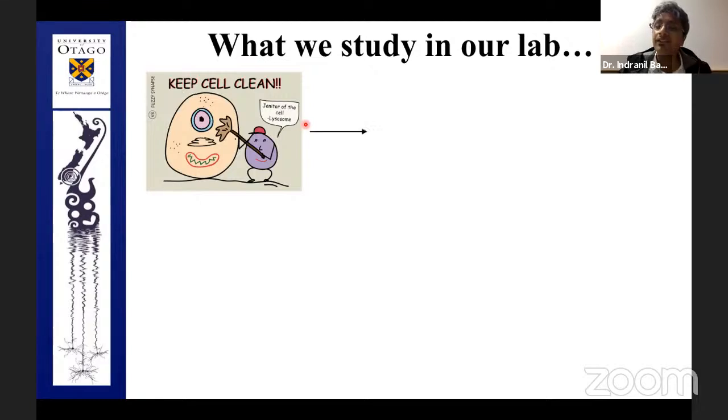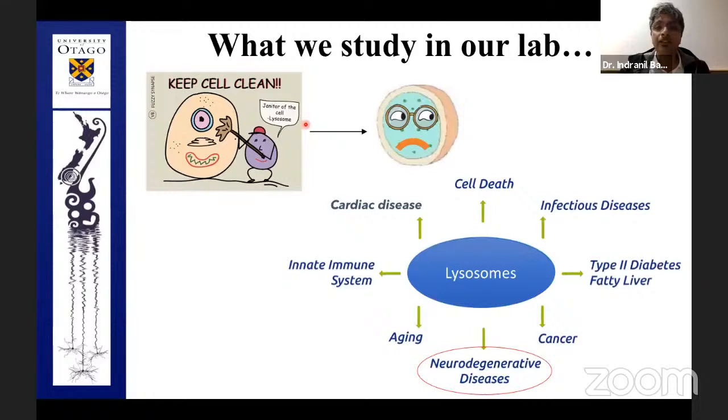But often in some diseases, these lysosomes are unhappy. And that's when complications start. Unhappy lysosomes, or lysosomal dysfunction, leads to several diseases. One of those categories is neurodegenerative diseases, or brain diseases. That includes Parkinson's disease, Alzheimer's disease, Batten disease, Huntington's disease, and all the diseases that you can name when it comes to the brain.